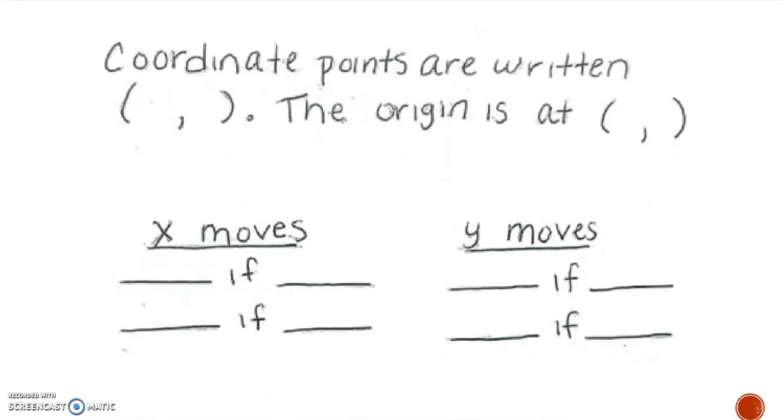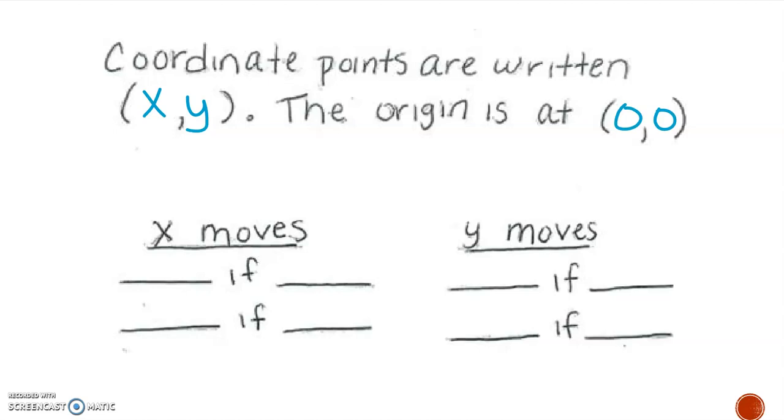Alright, so once you have those written down, open your page back up, and you will see in the middle it says something on the top. There's your graph in the middle, and then you've got your X moves and Y moves on the bottom. So on the top where it says coordinate points are written, I want you to put an X and then a Y. The X coordinate is in the first spot, the Y coordinate is in the other spot, and then the origin is located at the point 0, 0.